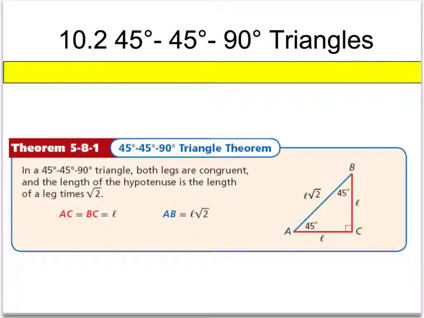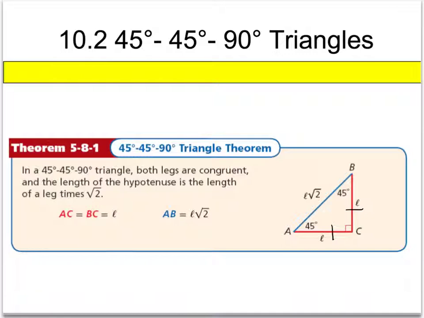Okay, in a 45, 45, 90 triangle, both legs are congruent, and the length of the hypotenuse is the length of a leg times the square root of 2. Because we have two 45 degree angles and a 90 degree angle, we know we have an isosceles triangle. So those two sides are going to be the exact same length. If you remember way back to chapter 4 when we talked about isosceles triangles, that's your base angles theorem. You might want to remember that.